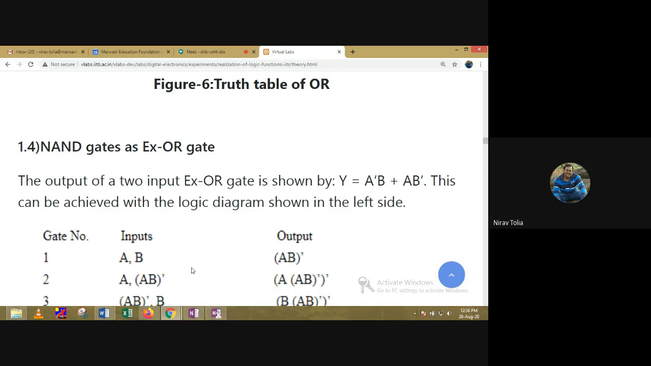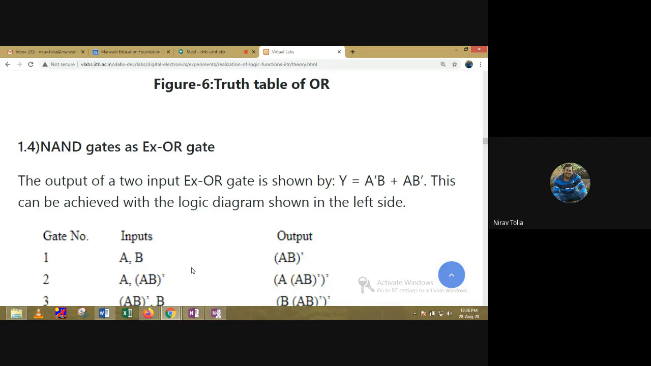Now finally, the third one is the NAND gate as an exclusive OR gate. We have to implement an exclusive OR gate by using a NAND gate. So how can we implement an exclusive OR gate by using NAND gates?